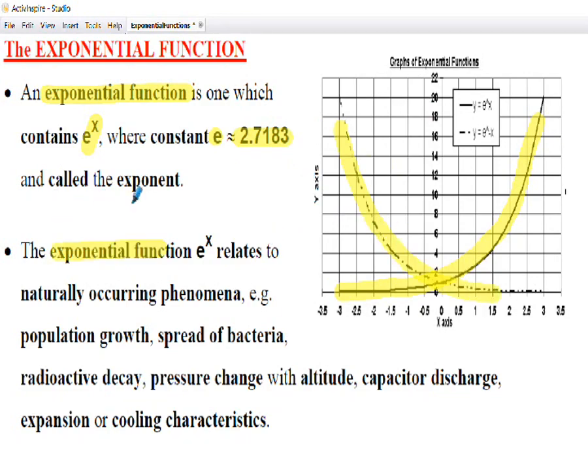These exponential functions can model things like naturally occurring phenomena such as population growth or spread of bacteria, radioactive decay, pressure change with altitude, capacitor discharge, expansion of metals, or cooling characteristics. And we'll be looking at some of these examples in this presentation.